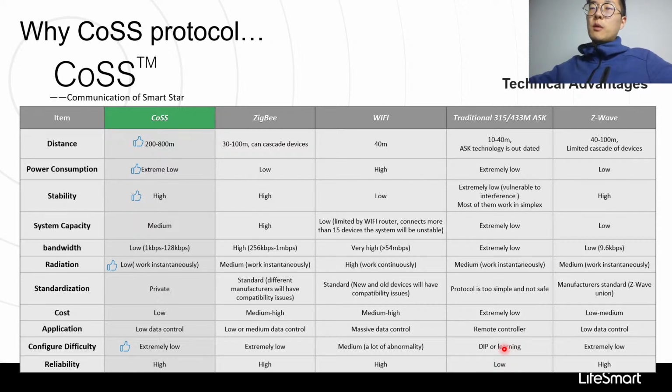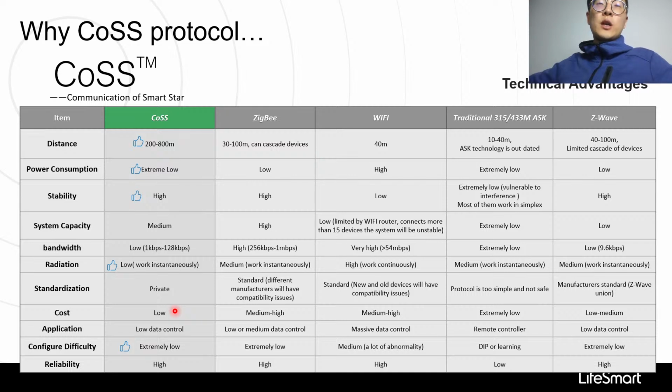If you are using traditional RF, like an RF remote control, when you control the curtain to open, it will open. But the remote controller doesn't know whether the curtain is opened. So that's another benefit of our COS protocol. It is a two-way protocol.